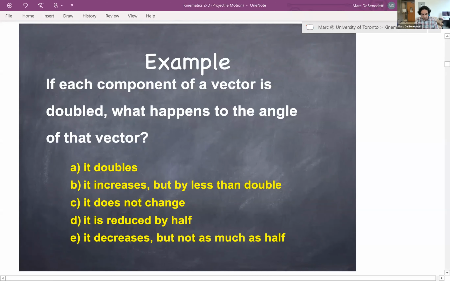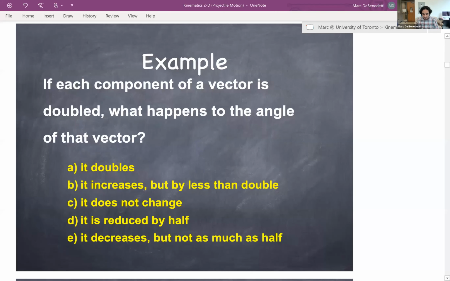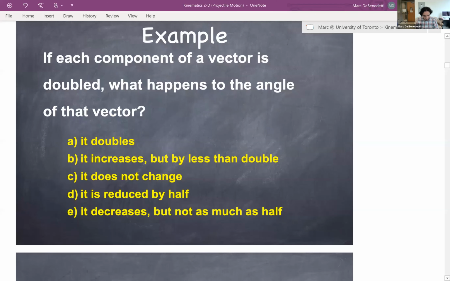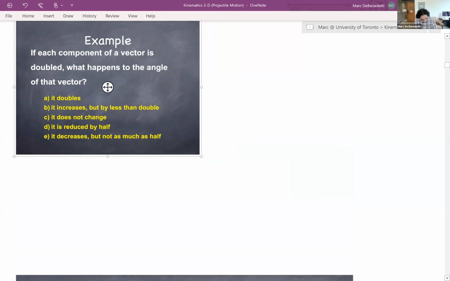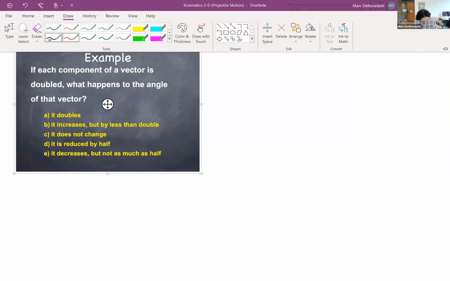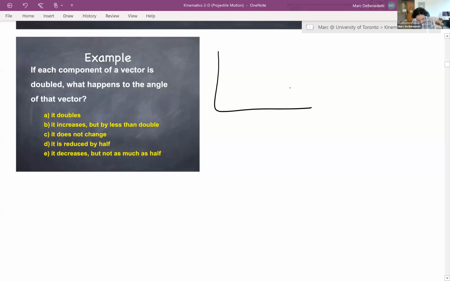So this one, instead of polling everybody, I think I'm just going to talk about it. If each component of a vector is doubled, what happens to the angle of that vector? So if we think about this, let me make this a little bit smaller. If I were to draw a standard XY origin or axis, and I just draw some vector v, and I say, let's double it.